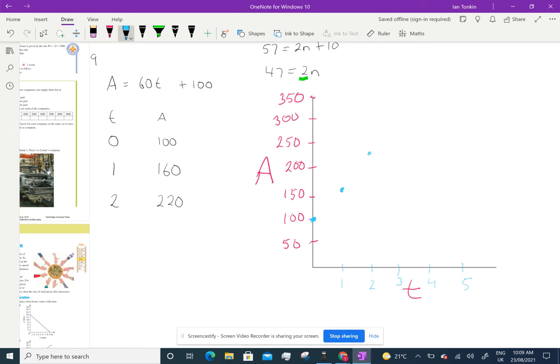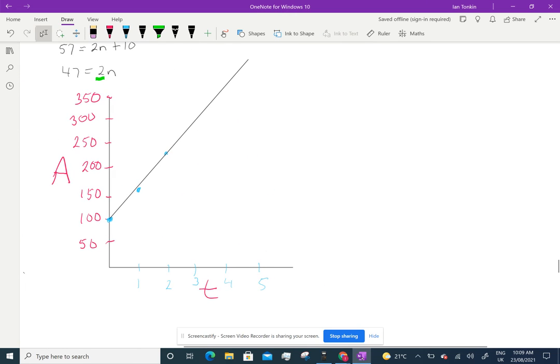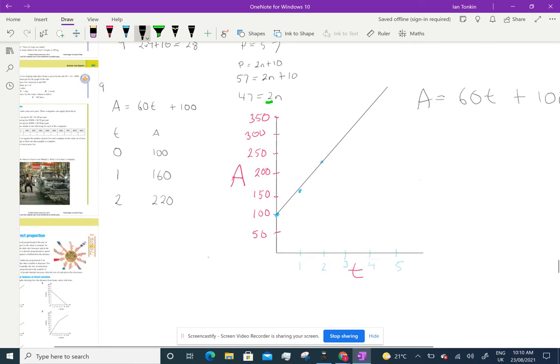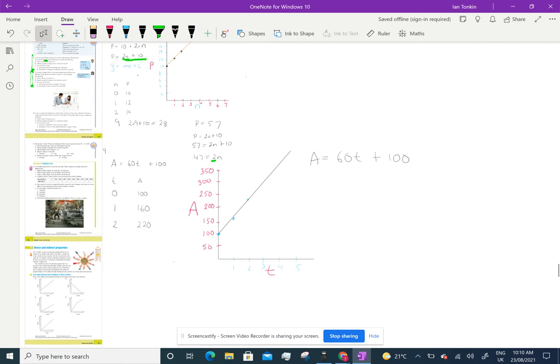Now, if I'd done it very accurately on graph paper, it'd be much better. But unfortunately, I don't have graph paper here. So now I'm going to draw in these dots. And there I've got my line, which is y equals 60t plus, not y, A equals 60t plus 100. So I've drawn a linear relationship for this architect's pay.